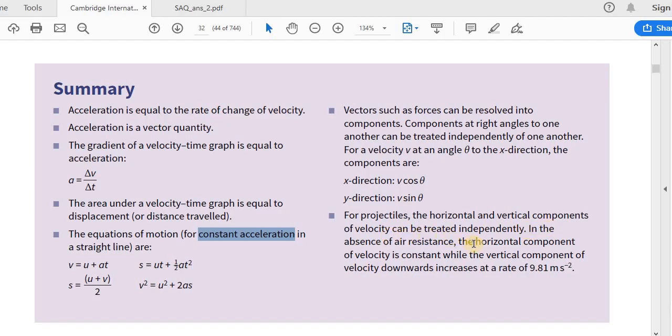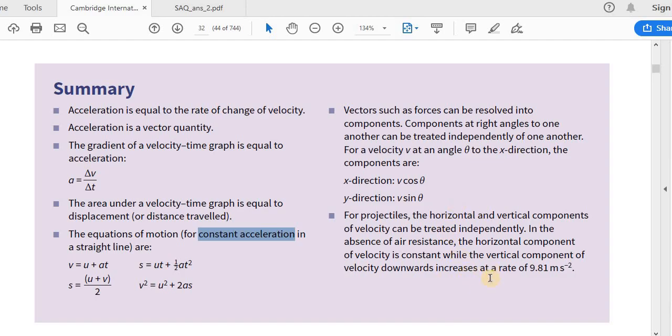In the absence of air resistance, the horizontal component of velocity is constant, while the vertical component of velocity increases downwards at a rate of 9.81 meters per second squared. This is the acceleration of free fall. We will again go into the details. Now remember, this is the summary, so you may not understand everything 100% because we have not covered the theory part yet, but I went through this so that you can have an idea of what content is important and what content will be covered.